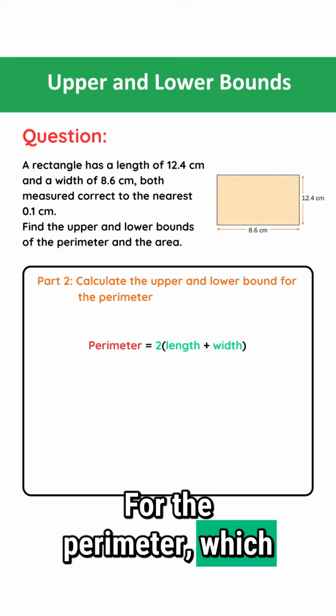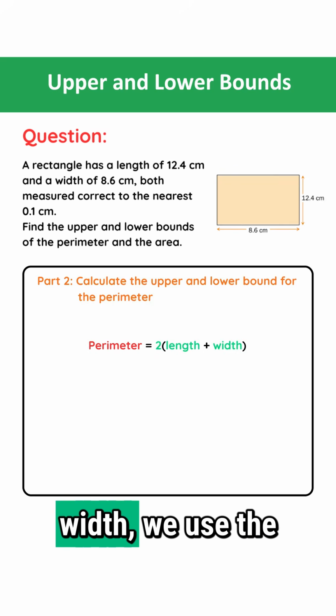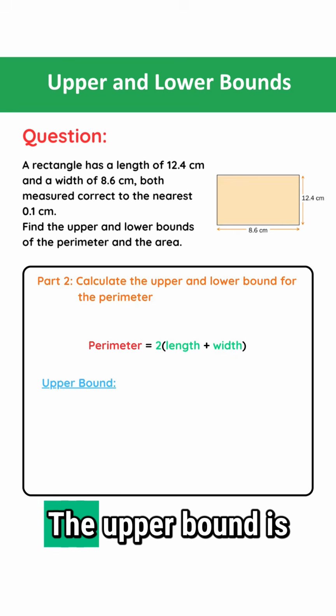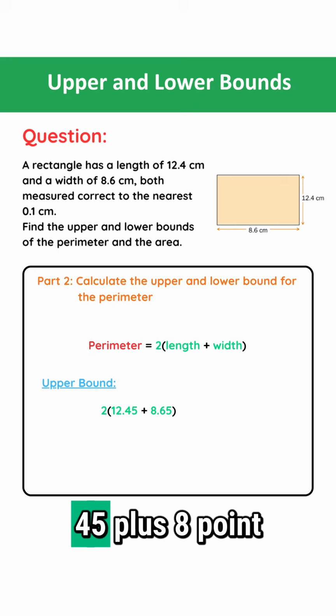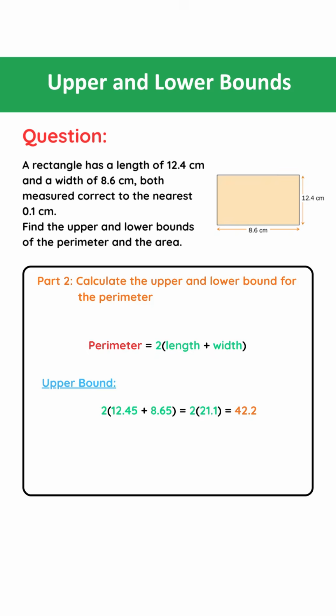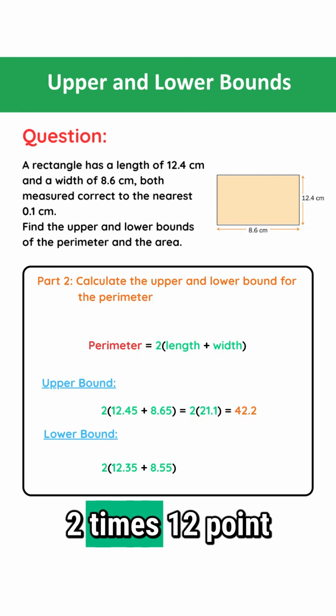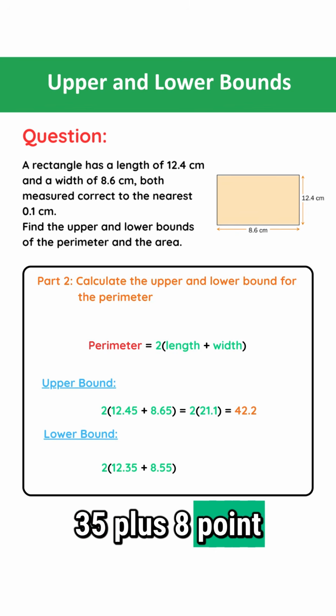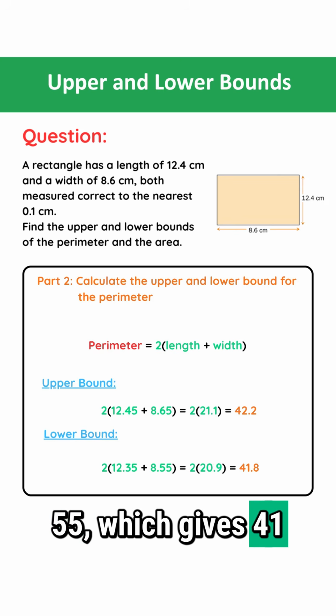For the perimeter, which is 2 times the sum of length and width, we use the addition rule. The upper bound is 2 times (12.45 plus 8.65), which gives 42.2. The lower bound is 2 times (12.35 plus 8.55), which gives 41.8.